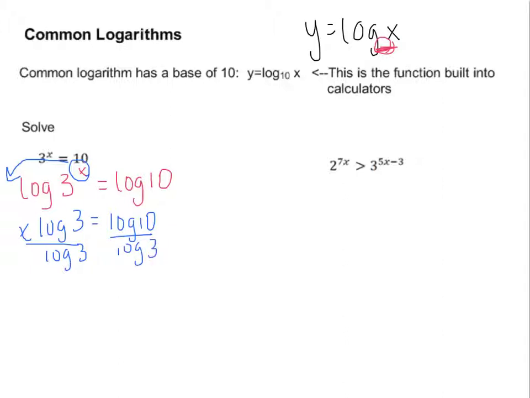And now on your calculator, you can take log of 10 divided by log of 3. And when you do that, you should get about 2.0959. Typically for logarithms, we always go to 4 decimal places.